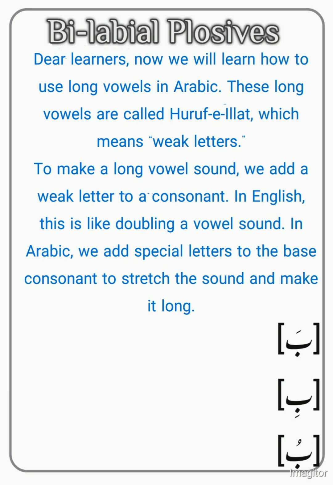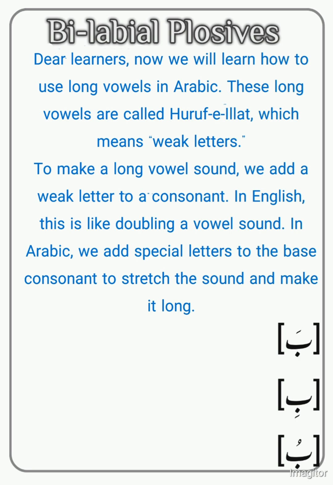These long vowels are called haruf-e illat, which means weak letters. To make a long vowel sound, we add a weak letter to a consonant. In English, this is like doubling a vowel sound to make it long and give stress. In Arabic, we add special letters to the base consonant to stretch the sound and make it long.